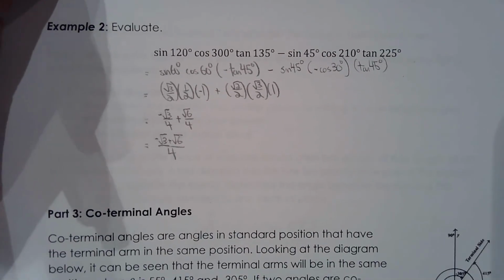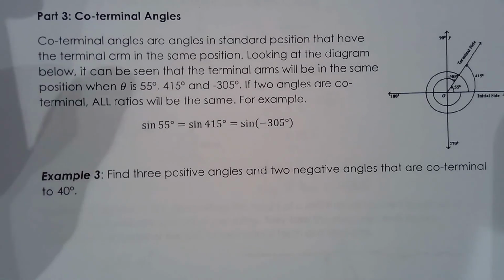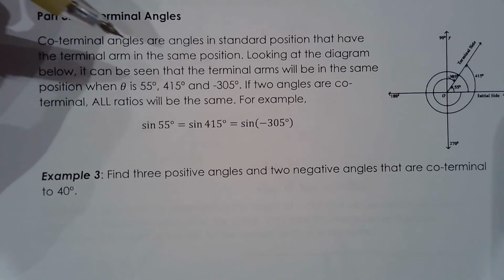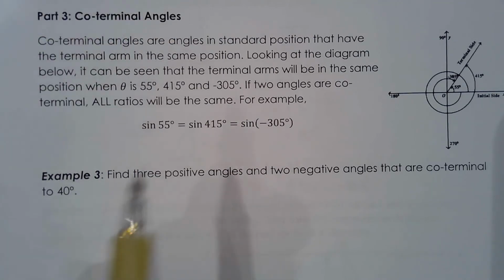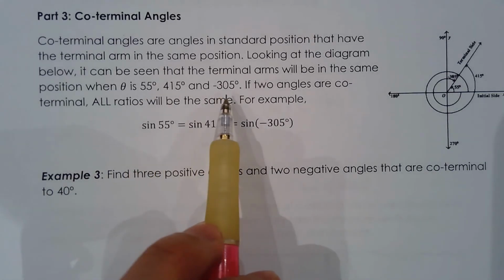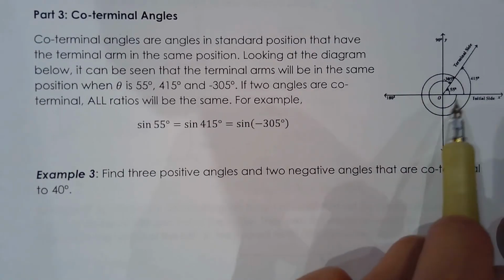All right. Last part here, coterminal angles. These are very important later in the next unit, so keep this in your back pocket. What are coterminal angles? Coterminal angles are angles in standard position that have the terminal arm in the same position. If you look at the angles 55 degrees, 415 degrees, and negative 305 degrees, as you can see in this diagram, their terminal arm or terminal side is in the exact same position.